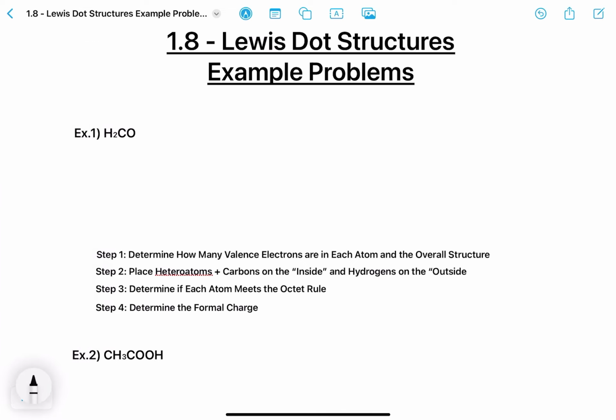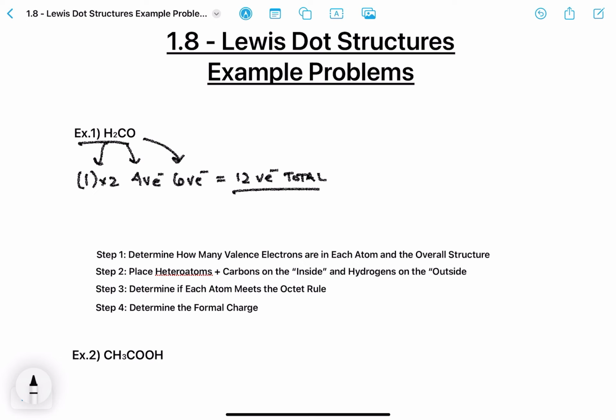We're going to do some more examples of Lewis dot structures. The first one we have is H2CO. We're going to follow our steps: determine how many valence electrons are in each atom and the overall structure. I know I have one valence electron for hydrogen, and there are two of them. I have 4 valence electrons for carbon and 6 valence electrons for oxygen. That gives us a total of 12 for the overall molecule.